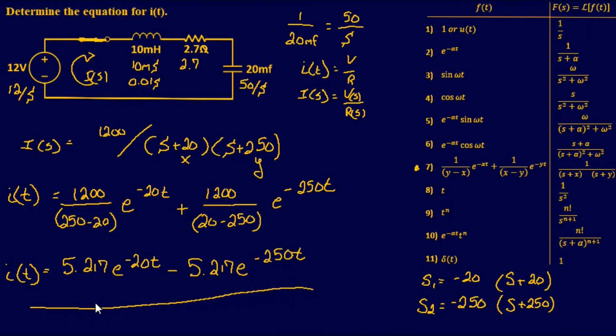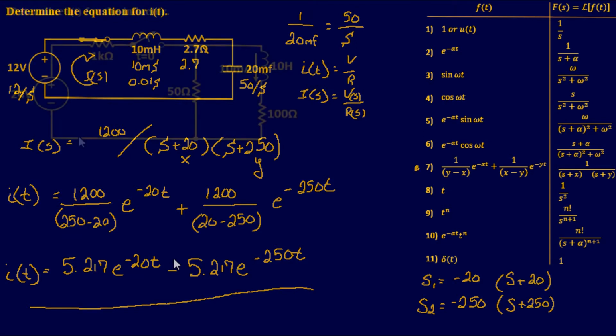That right there is going to be our current in the time domain for this particular circuit. So this one wasn't difficult, just took a little time and a little work to understand how to do the algebra and manipulate it to your needs. All right, let's do one last example.